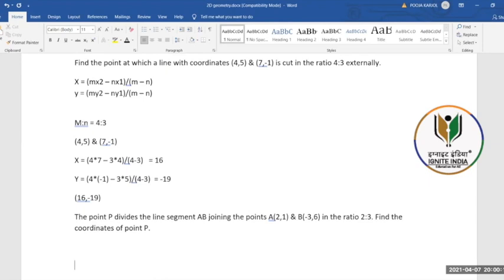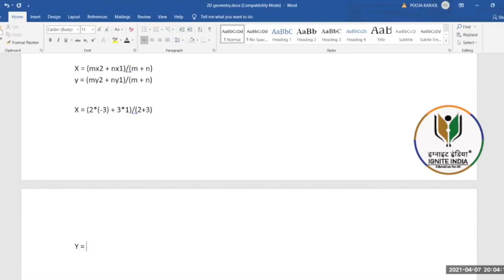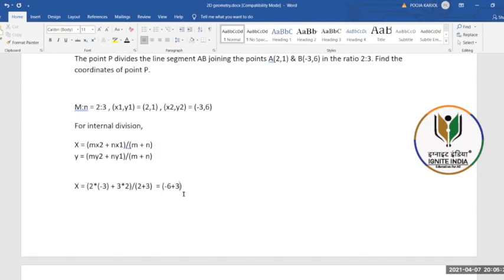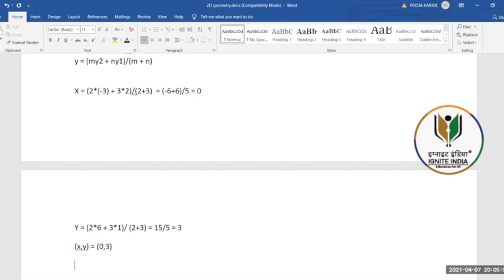Okay, this one is internal. Zero comma three. Now, 2 into -3. Okay, next y is equal to +3 into 1, divided by 2 plus 3. So this is -6. This is x one, no? x one is 2 minus 3. I took one. -6 + 6/5, which is 0. Okay, y is 12 + 3 = 15/5, which is 3. The point is (0, 3). Okay, I hope you guys understood distance and section formula.